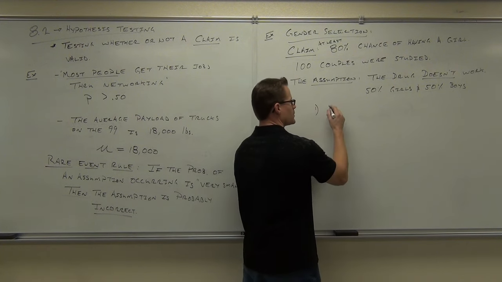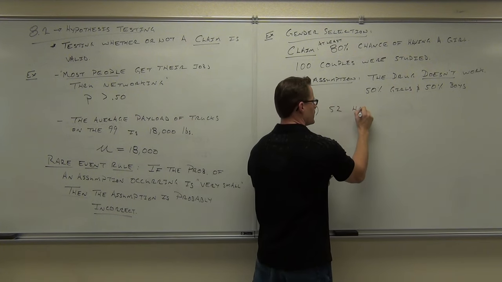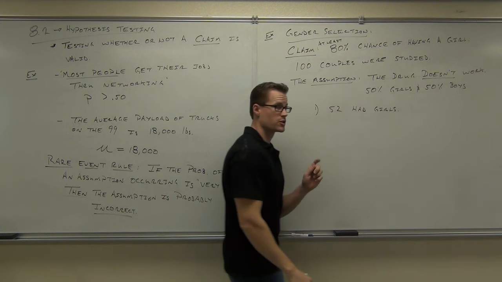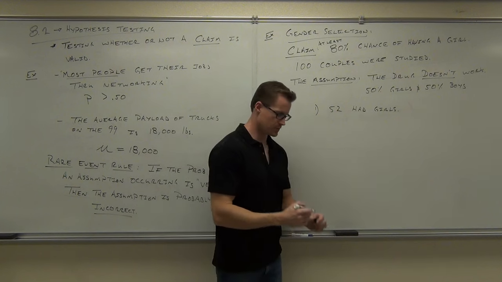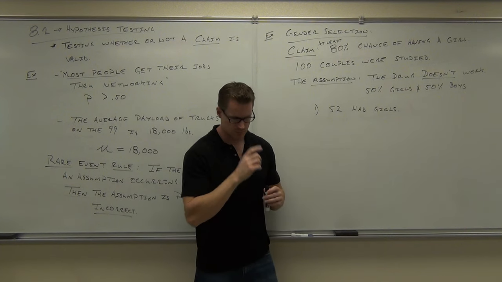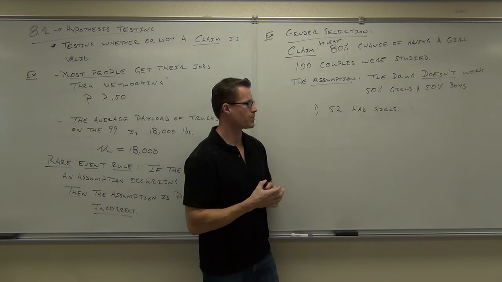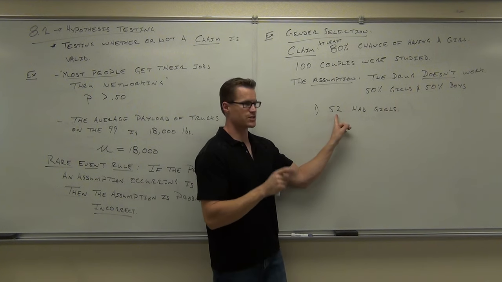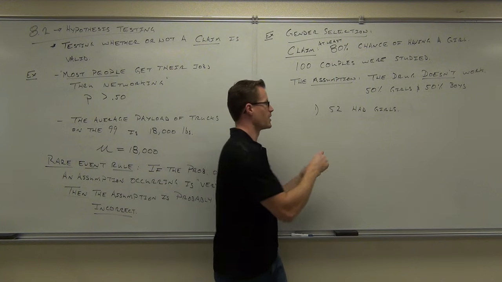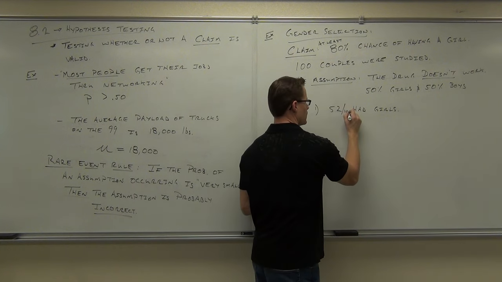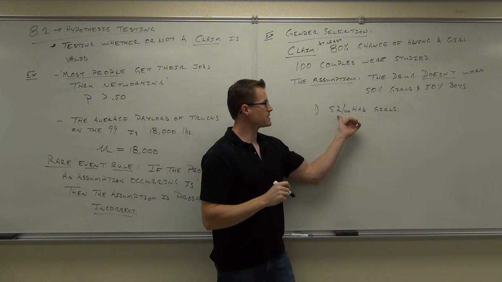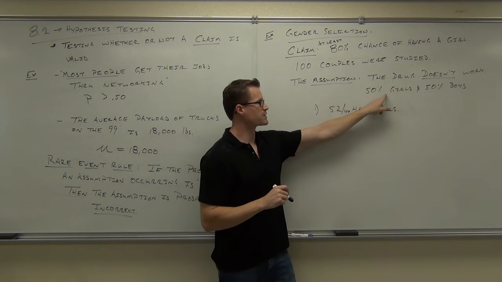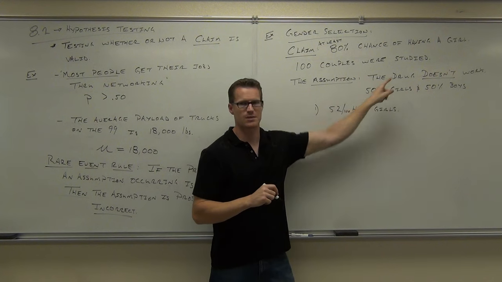Let's say that these couples, 52 of them, had girls. Out of the 100, 52 of them had girls. The question is this number, this is out of 100, right? 52 out of 100 had girls. Is this 52 different enough from this 50% to make this statement wrong?